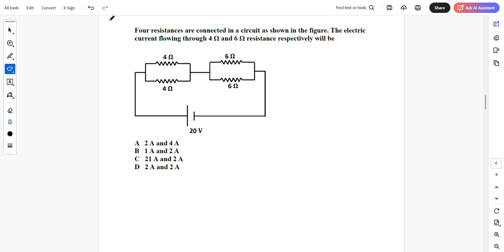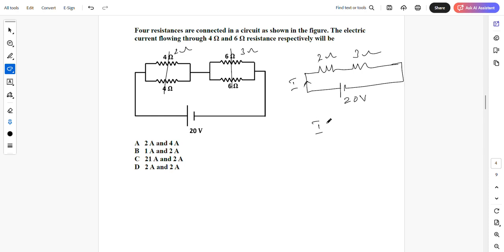4 resistances are connected in a circuit. What is the equivalent resistance? This becomes 2 ohm. What does this become? 6 in parallel with 6 means 3 ohm. 2 plus 3 is how much? 5. Okay, like this: 2 ohm, 3 ohm, right? And this is 20, right?